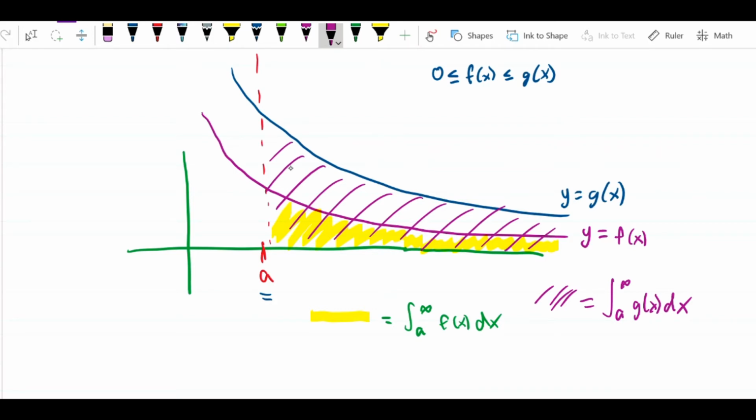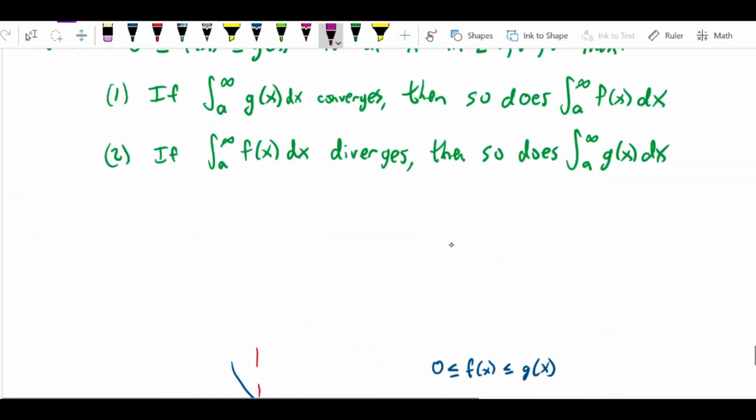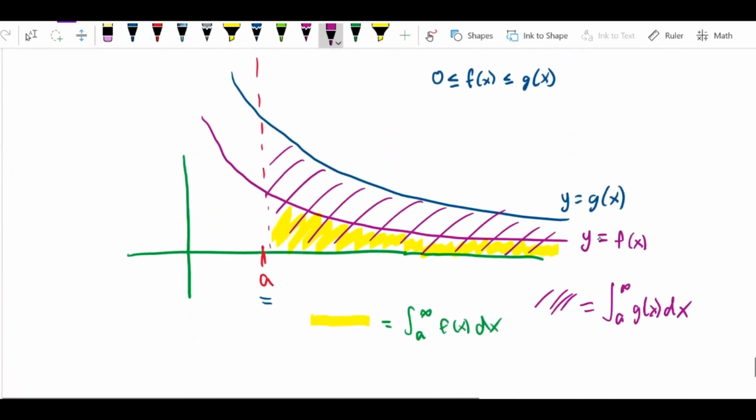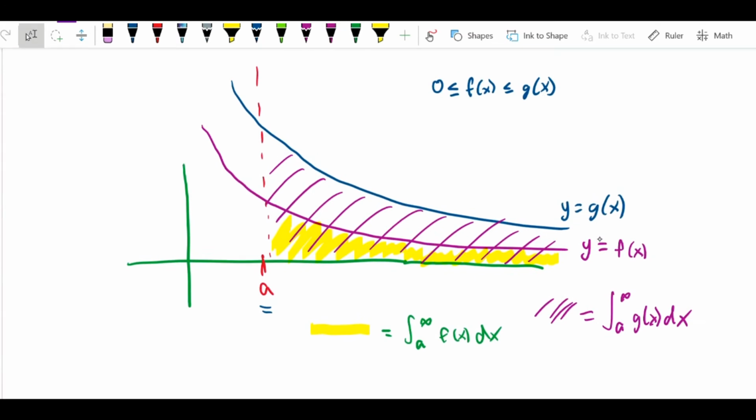So that means that if the purple region is a finite number, the yellow region is going to have to be a smaller finite number, and therefore that's the argument that if the integral of g of x converges, then the integral of f of x also has to converge. So that's of course what you see in conclusion 1 here.